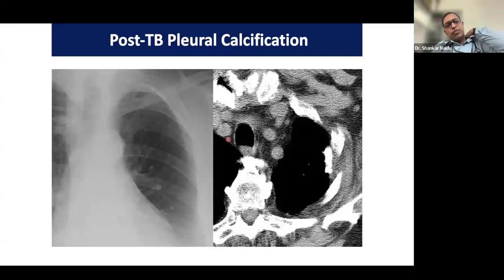And sometimes there would be some calcification or thickening of the pleural cavity, especially as sequelae of previous infections like tuberculosis. So here you can see that there is a white streak on the pleural surface in the apices. When CT was done in this patient, it showed that it is basically a pleural calcification. So this would indicate that this would be a sequelae of a previous infection that this patient might have had.